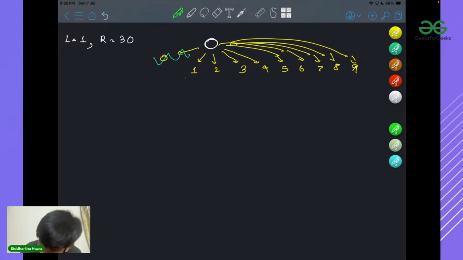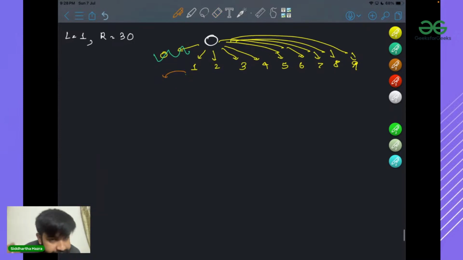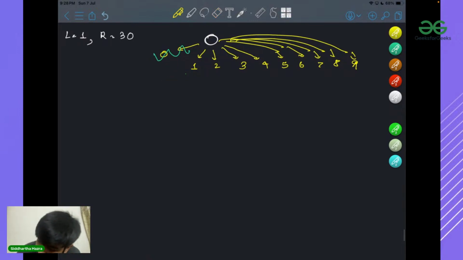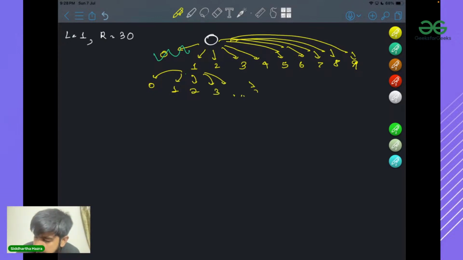Now, the very next one is that after 1, can we take 0? Yes, here we can take 0 after 1 because it is greater than L. We can take 0, then again 1 because 11, then 2, then 3, until 9. See this. And then same goes for 2. From 2 we can have 1 till 9, that is 29, and that value is less than 30.